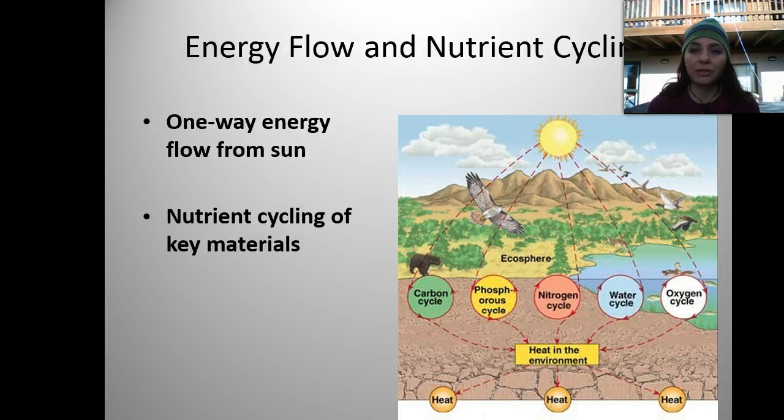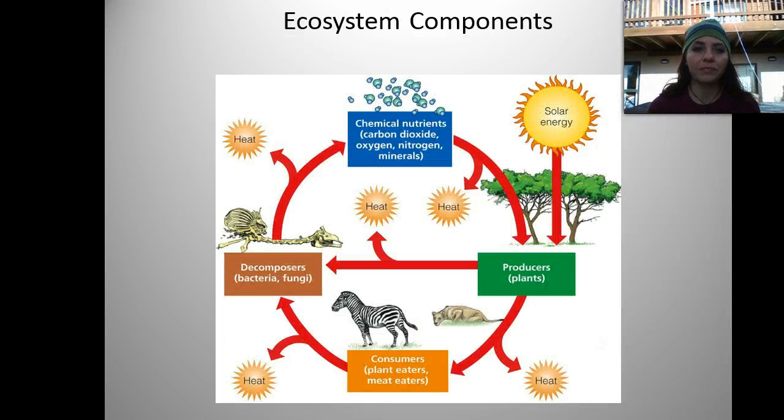So energy flow and nutrient cycling. There's a one-way energy flow from the sun, and then nutrient cycling of key materials. So we have our sun that gives its energy to our producers, which give energy to our primary consumers, and so on and so forth. So we have ecosystem components. We have our sun, our producers, consumers, decomposers, and we also have cycling of all of the nutrients that occur.